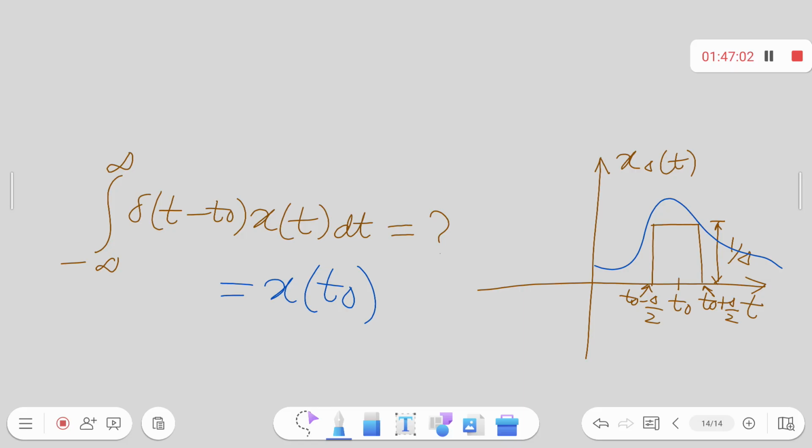So if you have a delta function shifted by some amount t naught, might be positive or negative, and you multiply this with another signal x of t which is defined from minus to plus infinity, then this delta function can extract the signal amplitude at that particular time. Here I have assumed that t naught is positive, so the signal is shifted in the positive direction. If t naught is negative, then the signal will be in the backward direction.